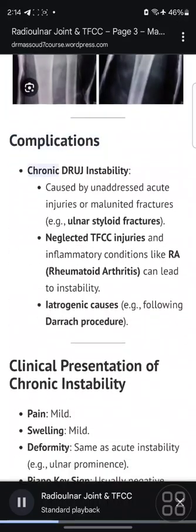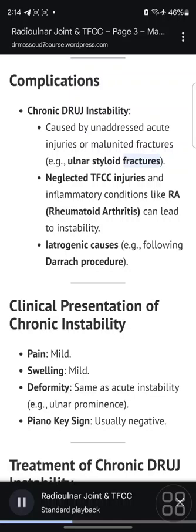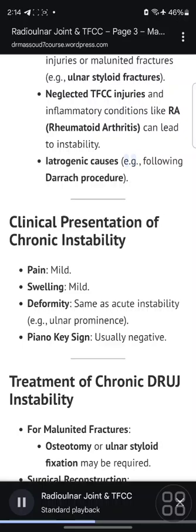Complications. Chronic DRUJ instability. Caused by unaddressed acute injuries or malunited fractures, e.g., ulnar styloid fractures. Neglected TFCC injuries and inflammatory conditions like rheumatoid arthritis can lead to instability. Iatrogenic causes, e.g., following Darrach procedure.